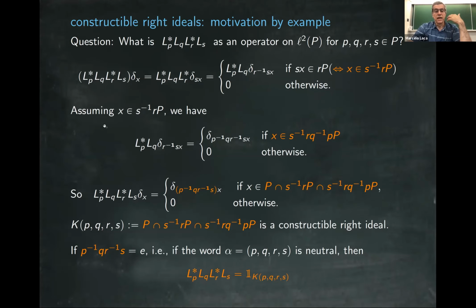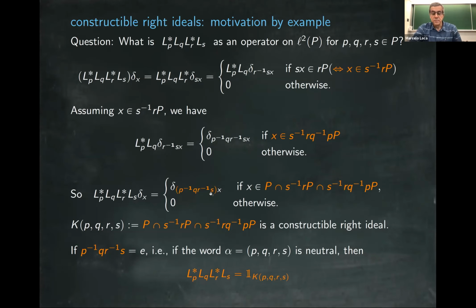And you continue doing that. Now you have this LP star LQ delta R inverse SX to deal with, and you apply the same logic. The next element, which is LQ, it just multiplies. That's what the left multiplication does. So it's QR inverse SX. But when the LP star meets that vector, it wants to divide it by P. And it is not always possible to divide by P. So if the resulting vector QR inverse SX is not a multiple of P, you get 0. But if it is a multiple of P, then you just divide it by P.